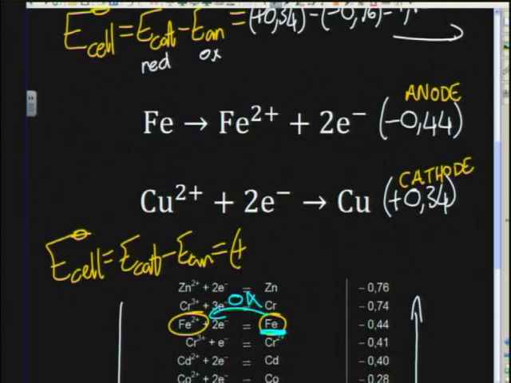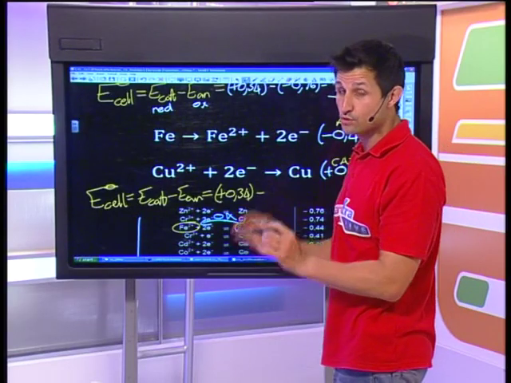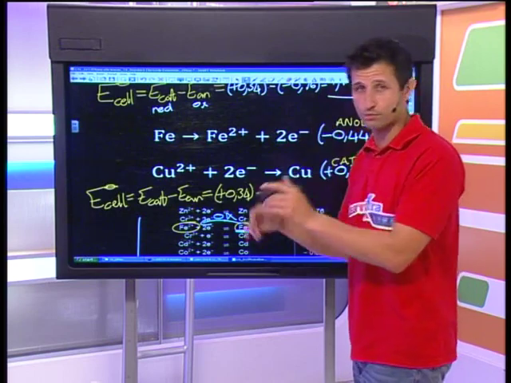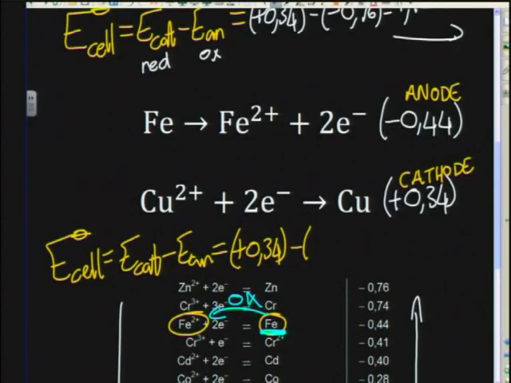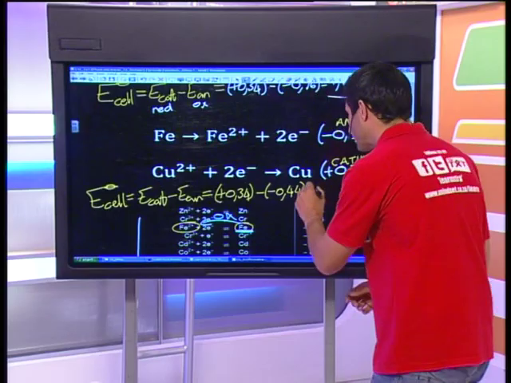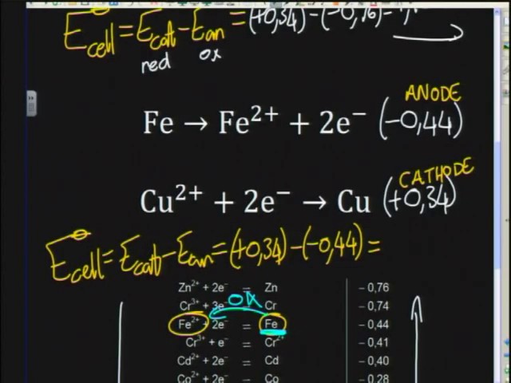So positive 0.34. And once again, please, the trick is to substitute using brackets. Guys, this will help you everywhere in your science. Use the brackets. I still use the brackets, and my matrics get very tired of me telling them about the brackets, but they really are helpful. What we'll find out of this one is a significantly lower voltage. So what we'll find out of this is 0.78 volts.